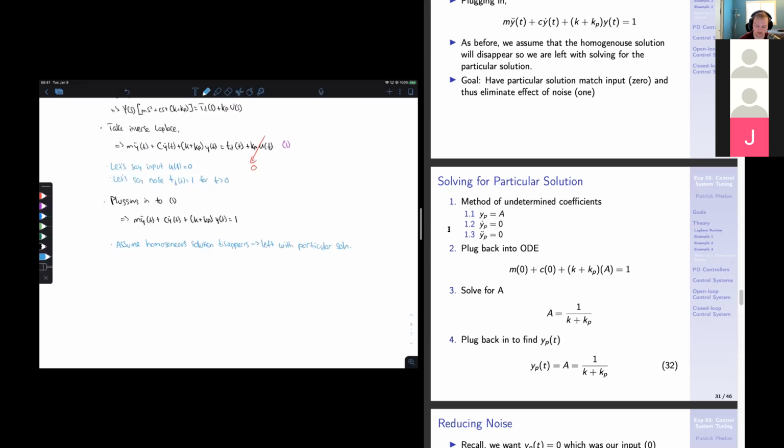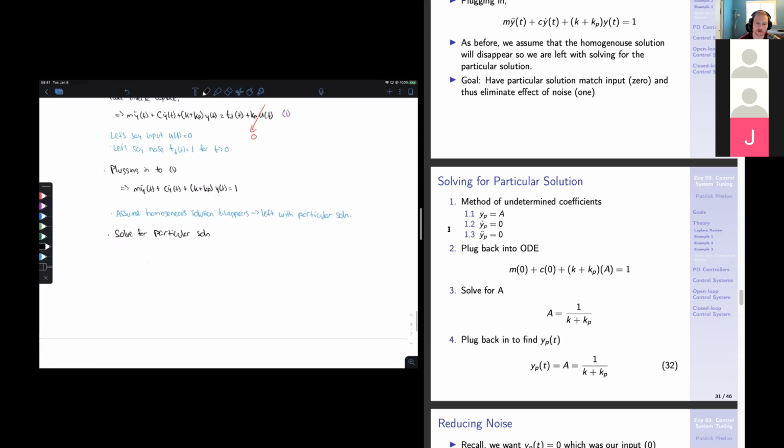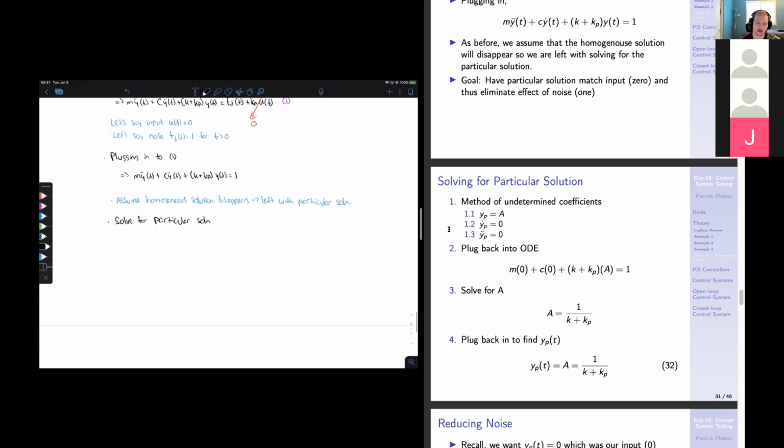So now we're going to solve for the particular solution. We have a constant of 1 on the right-hand side, so we're going to use our method of undetermined coefficients, and we're going to solve for y sub p, or y sub p of t.